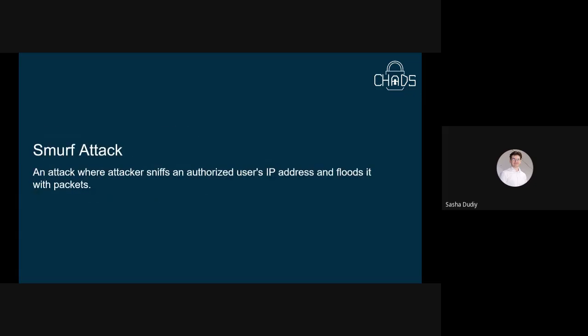So then we have a Smurf attack. A Smurf attack is a combination of a DDoS attack and an IP spoofing attack. So the attacker sniffs the user's IP address and floods it with packets, which overruns the target computer. It can bring down a server or entire network. So again, you're spoofing IP addresses, and then you are DDoSing the IP addresses that you sniff.